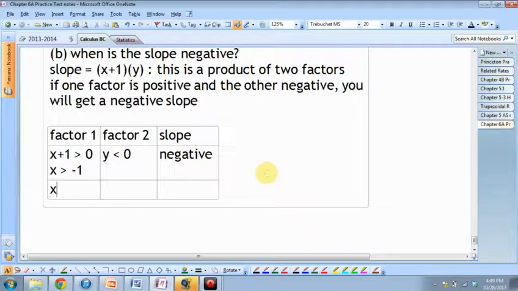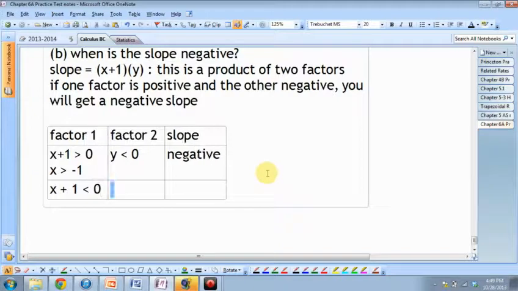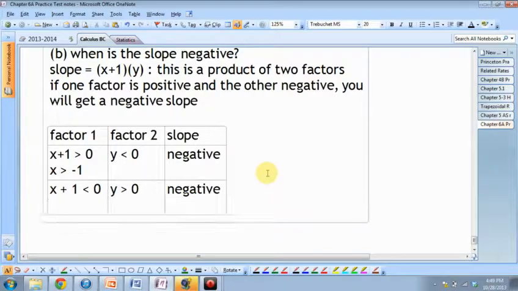How about this? What if this factor was negative? Wouldn't this factor have to be positive? That would make the slope negative. Let's solve that. Isn't that x less than negative 1?